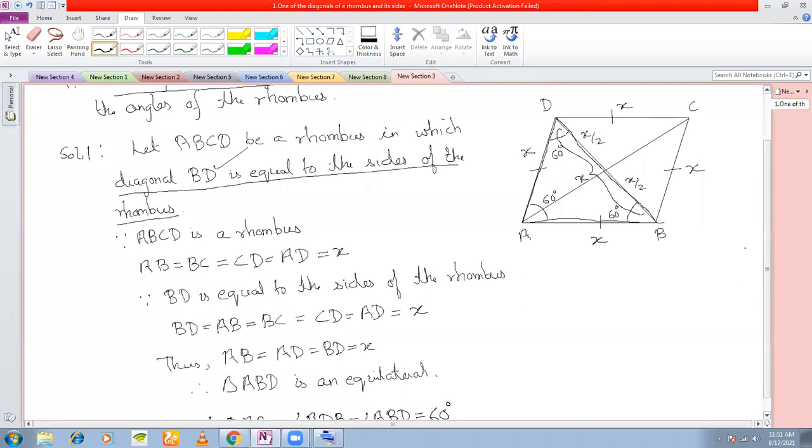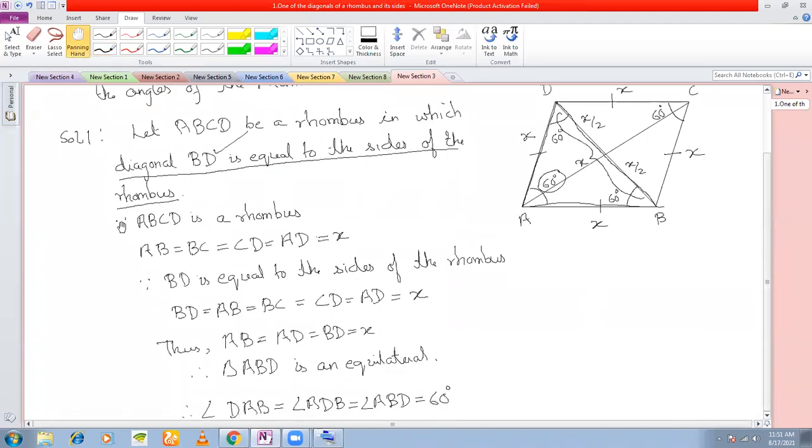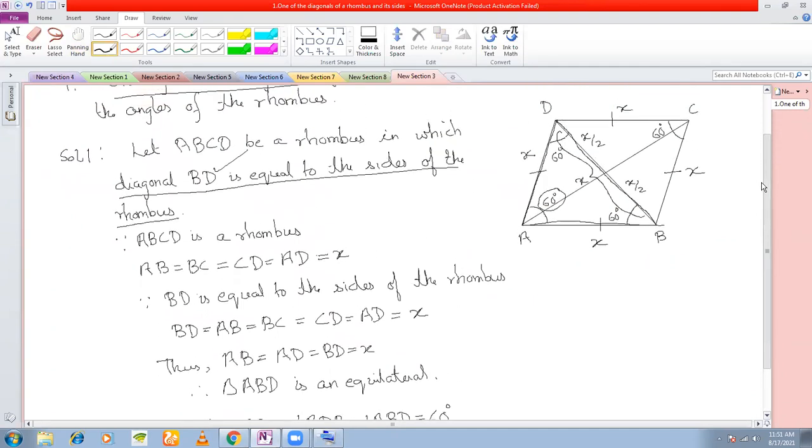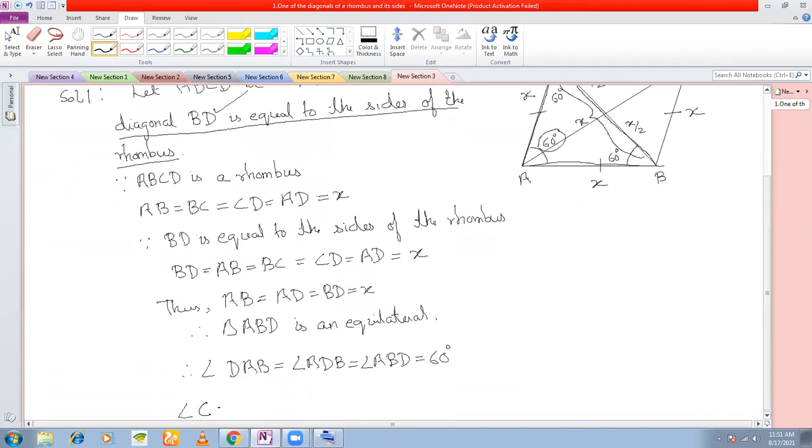Now, if all the angles of this triangle are 60 degree, then what can we say about the other angles? First of all, if this angle is 60 degree, this angle will also be 60 degree, because they are opposite angles. Opposite angles of a rhombus are equal. So therefore, we can say angle DCB, or we simply say angle C, is equal to angle A, or you can write also this as angle DAB is equal to 60 degree.